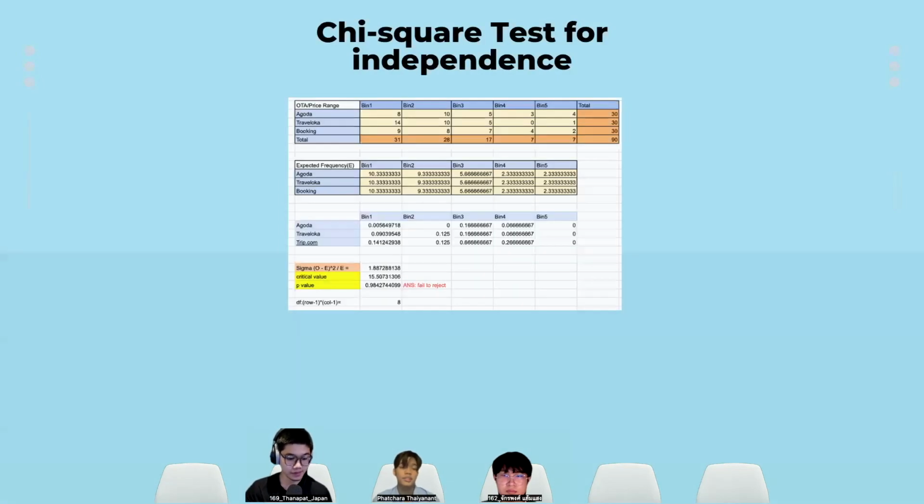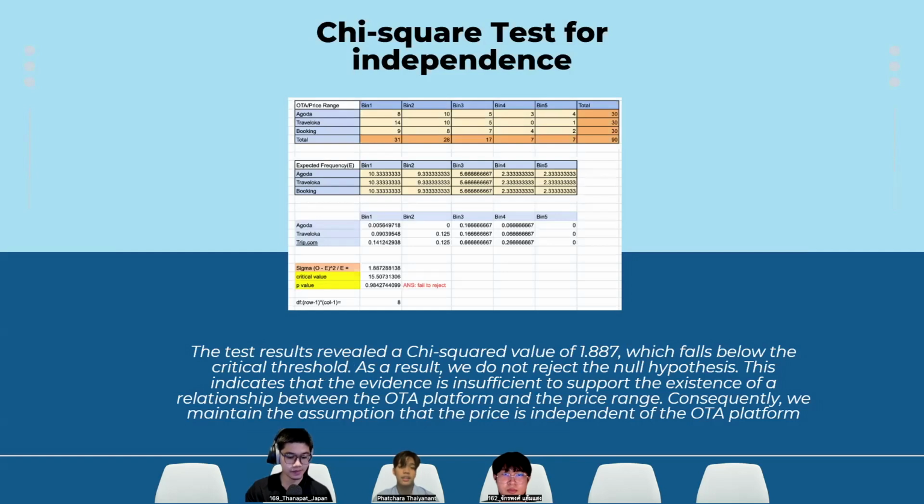Next, we will see a chi-square test for independence, and the test result reveals a chi-square value of 1.887, which falls below the critical threshold. As a result, we don't reject the null hypothesis. This indicates that the evidence is insufficient to support the existence of a relationship between the OTA platform and the price range. Consequently, we maintain the assumption that the price is independent of the OTA platform.